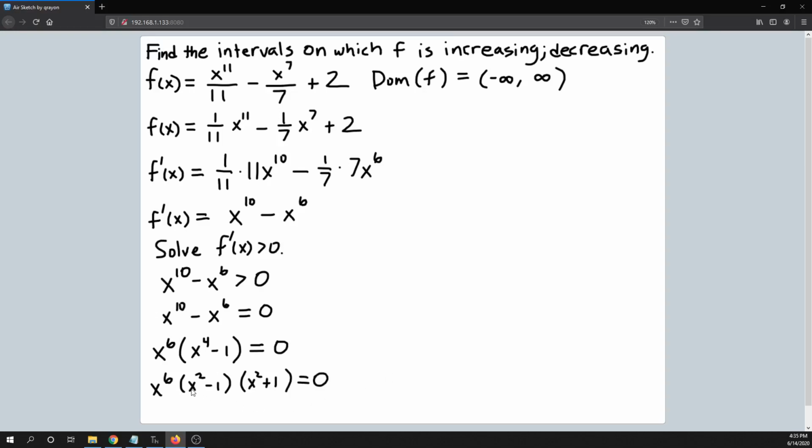And then this x squared minus 1 is also, again, the difference of two squares. So it can be factored as well. Let's see if I can write this down here. It factors to x minus 1 times x plus 1.